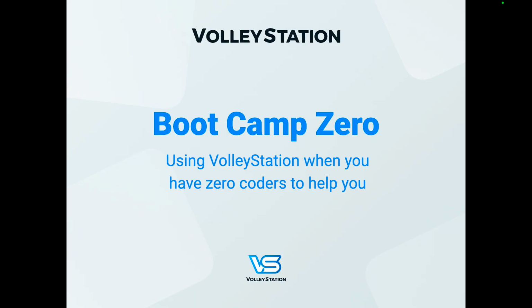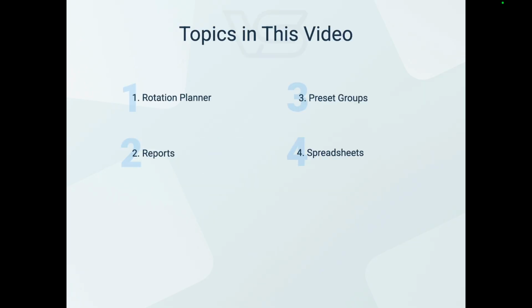This is part 3, the third and final part of our series of videos for helping you use VolleyStation when you have zero coders to help you. In this video, I'm going to talk about 4 different areas in the application. The first one of these is the rotation planner, something that I think is an important tool that you can use, particularly in scouting and getting ready for your matches, for your competitions.